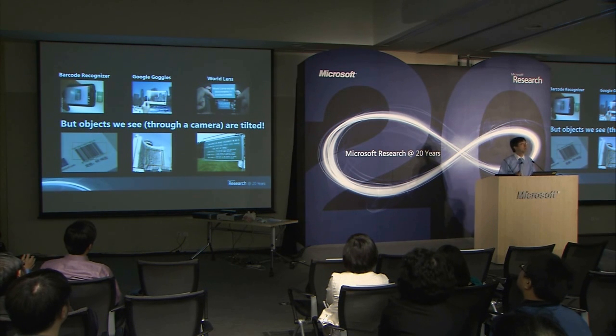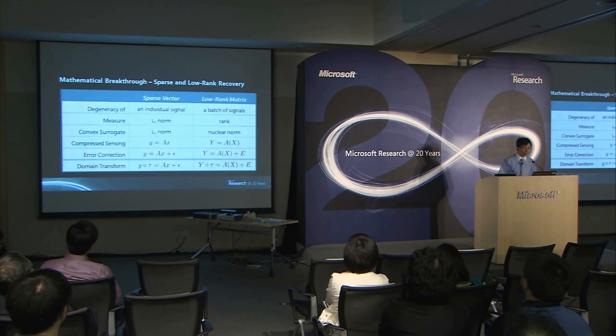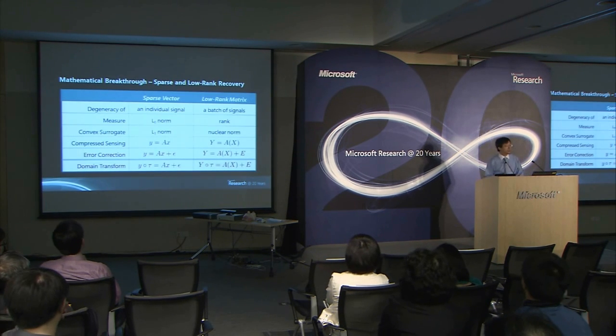Can we recognize objects despite the deformation? Right? Why can we human beings do it very quickly, very efficiently? Hence the title, how can we rectify those objects? So this has been a very, very challenging problem.